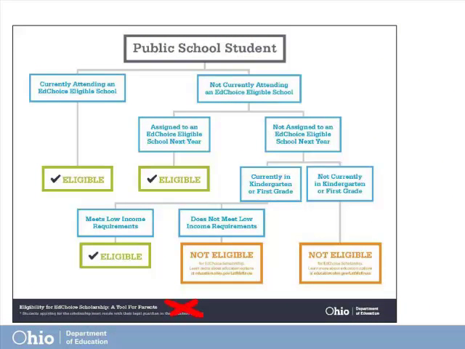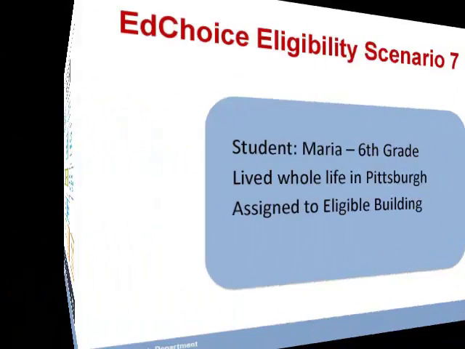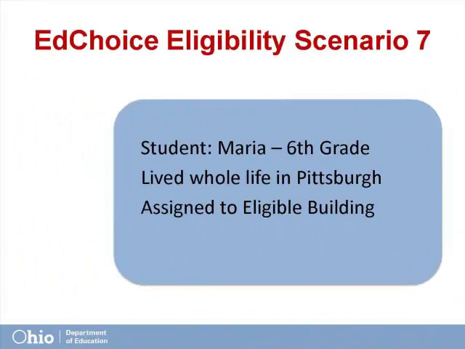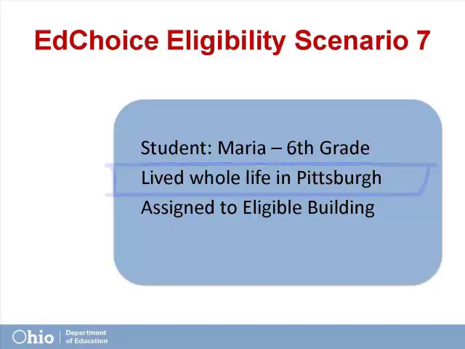Because Paul is not a resident of the district of the eligible building, he is not eligible for the EdChoice scholarship. Our next student is Maria. Maria and her family have lived in Pittsburgh, Pennsylvania all of her life. She finished out the current school year as a 6th grader in Pittsburgh. She and her parents moved to an eligible school district in late June. Based on her new address, she is assigned to an eligible school for 7th grade.